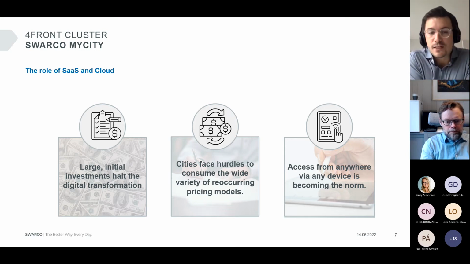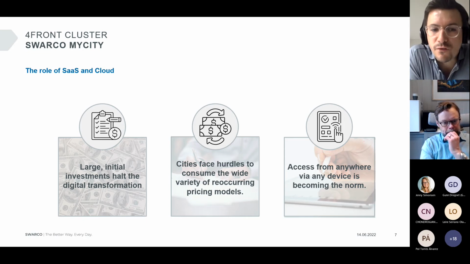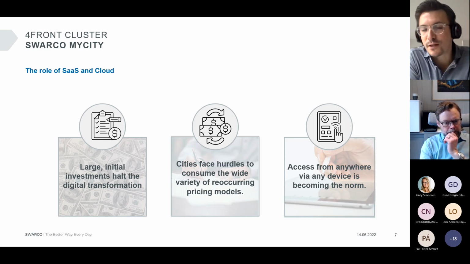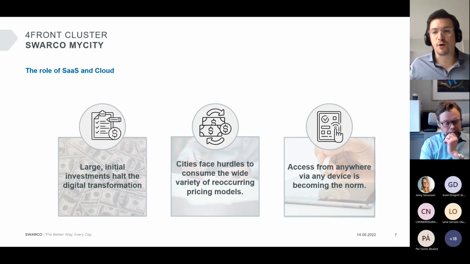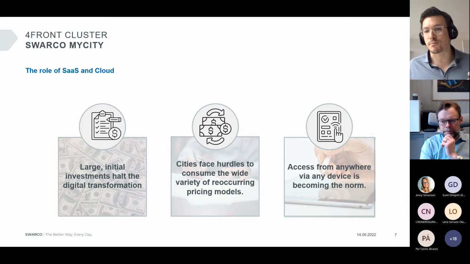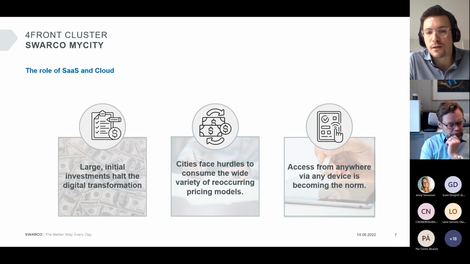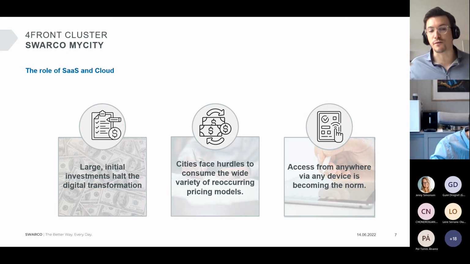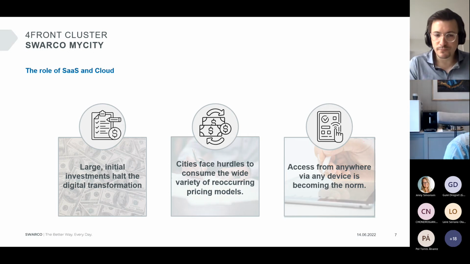Then number two, cities face hurdles to consume the wide variety of recurring pricing models. Something that they told us, which we really didn't have on our radar at all, is that one company now wants X amount of cents per gigabyte, the other company wants €1 per API call, the other one wants Y amount per month, and the other wants an amount per user on that platform. And we, the city, as a public entity, are not flexible enough in our processes to handle all these different pricing models.